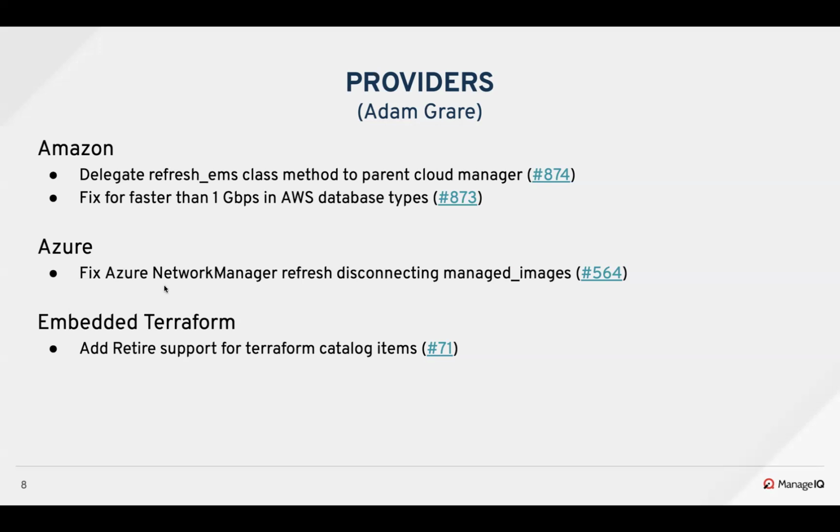For Azure, we fixed a bug where if you did a refresh of the Azure Network Manager, it would disconnect any managed images, and that was due to the settings for the parser being stored at the Cloud Manager level. The intention was always to only refresh at the parent manager level, and that would refresh all the child managers. In this case, that wasn't being done. So we got that fixed as well, so that the child managers delegate the refresh class methods up to the parent manager. The class methods are called by the schedule timer. So that was what was causing the issue. We got that fixed up for Azure and Amazon and a couple other providers that had a similar issue.